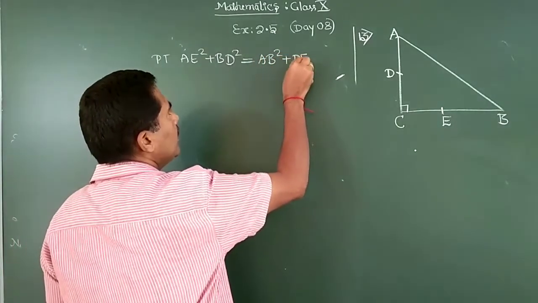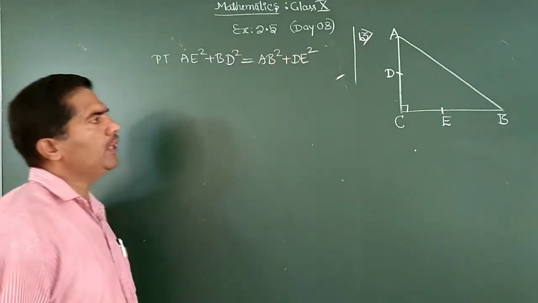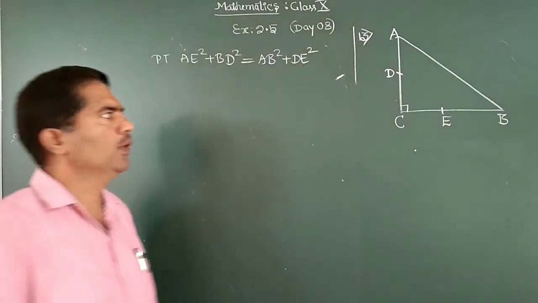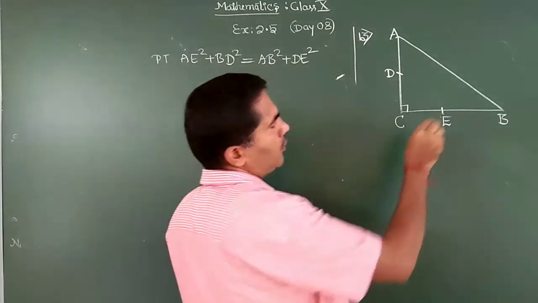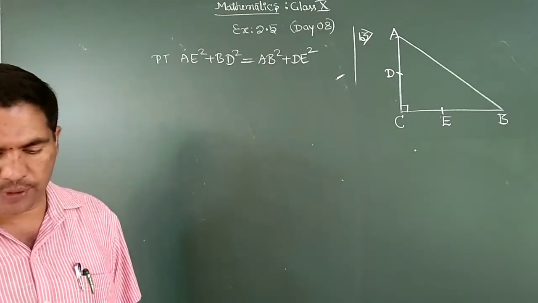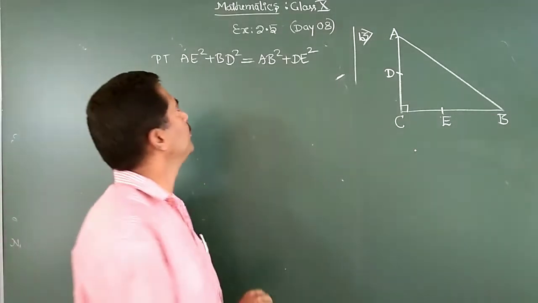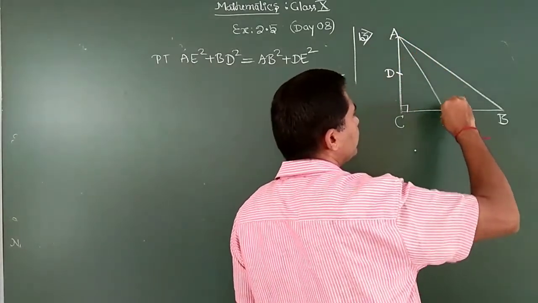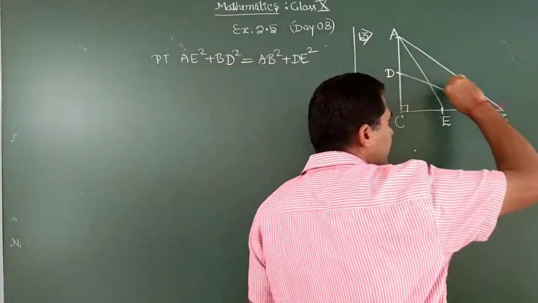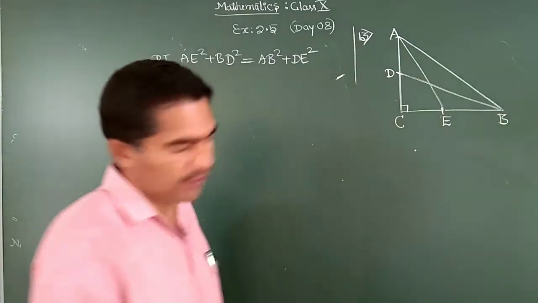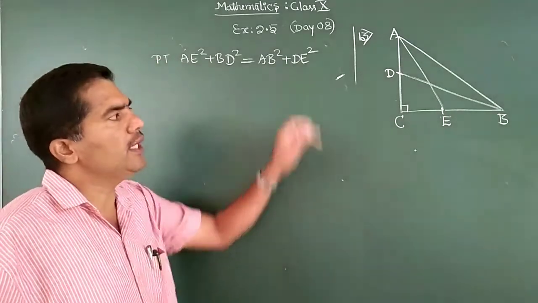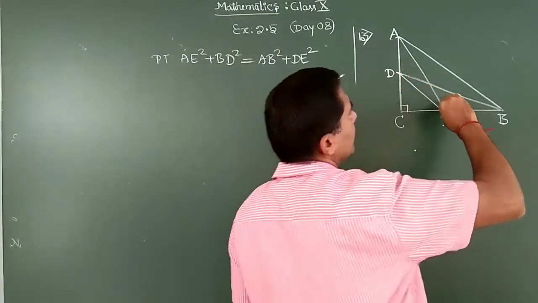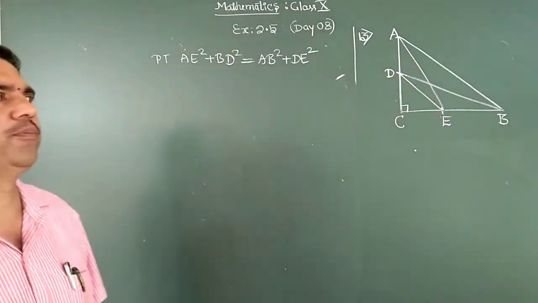Seems to be difficult, but not difficult. Where is AE? Where is BD? These are all things you are supposed to join. So D and E are the points we have shown. We have not represented them as midpoints. Be very careful. But join AE, join BD. What else is required? They are asking you DE also. So join DE. So the figure has come like this.